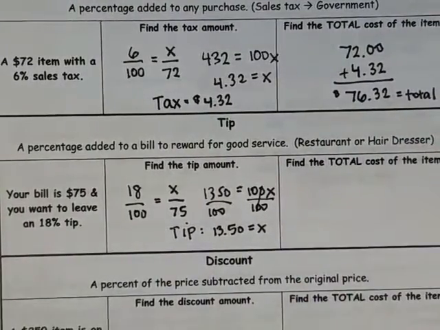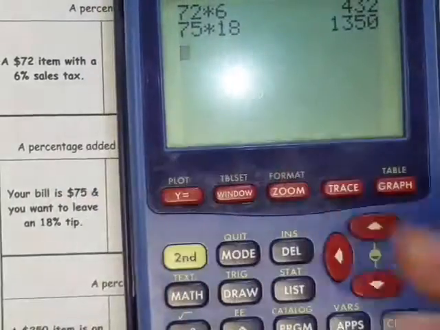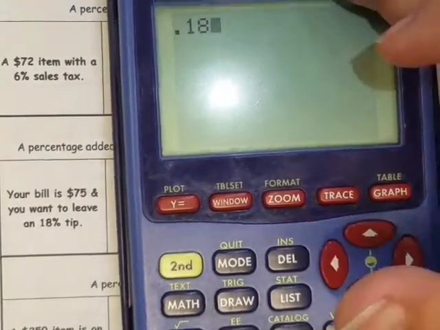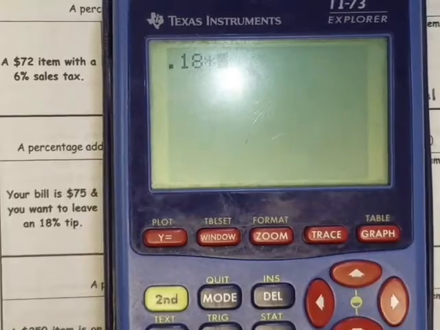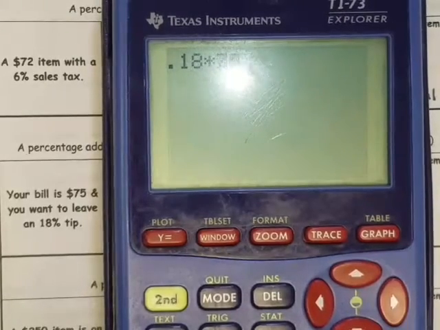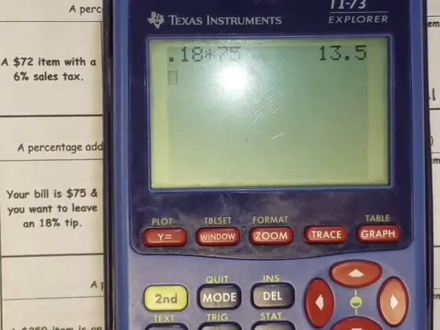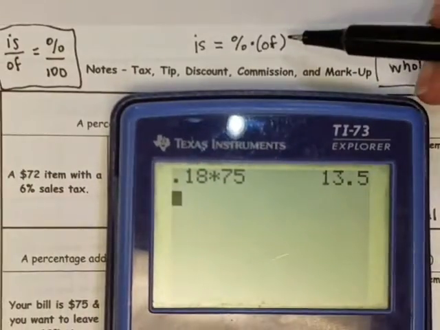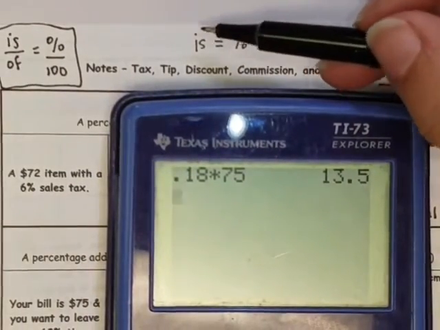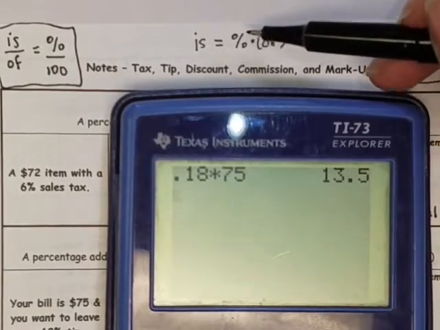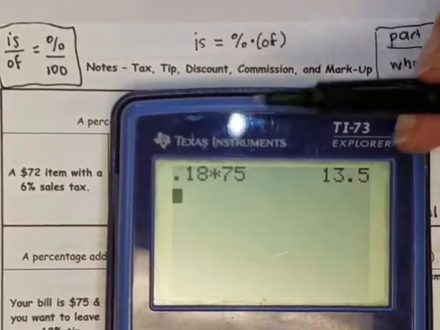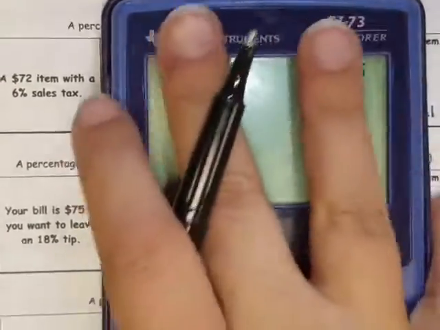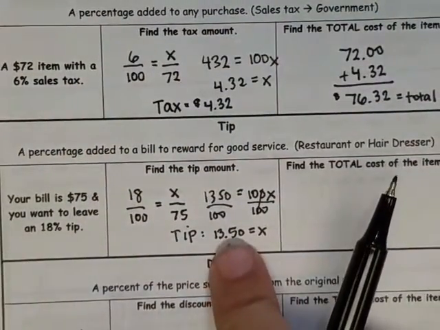Now, a faster way to do this: 18%, so 0.18 times 75 is $13.50. So that's me using the equation. My is, I don't know what it is, but I know my percent and I know my of. So 0.18 times 75 gives me $13.50. That's just a faster way to do it if you want to use the equation. So we have our tip is $13.50.